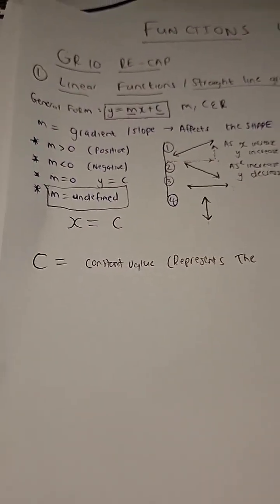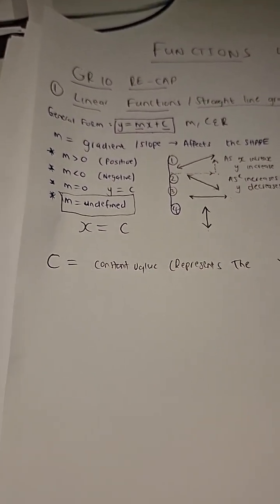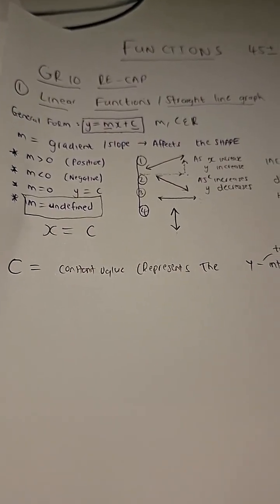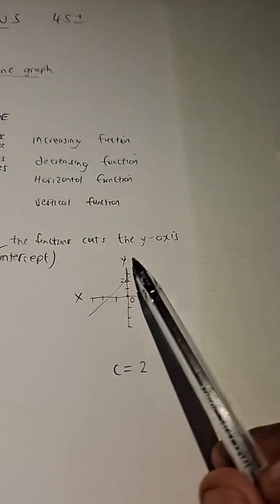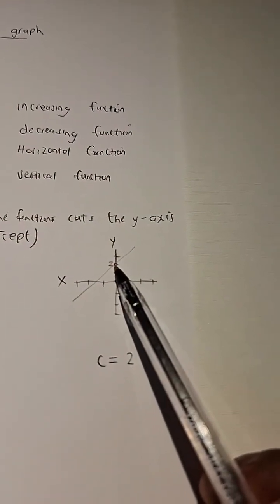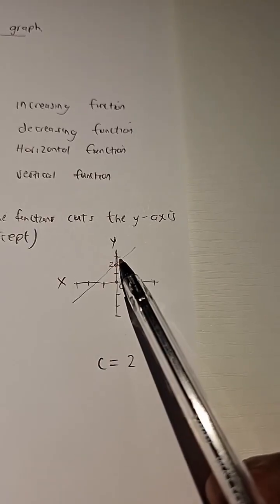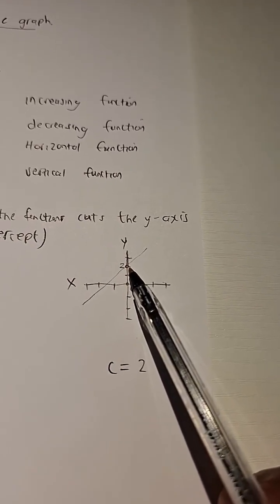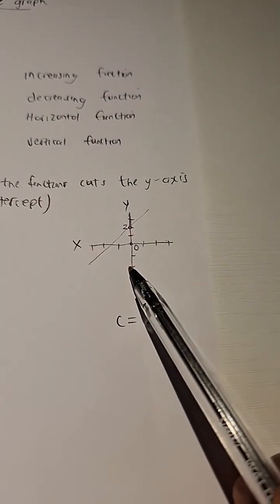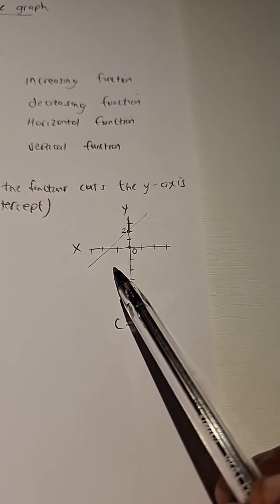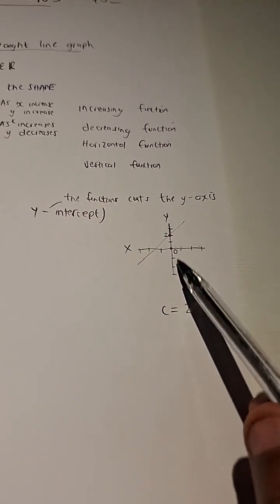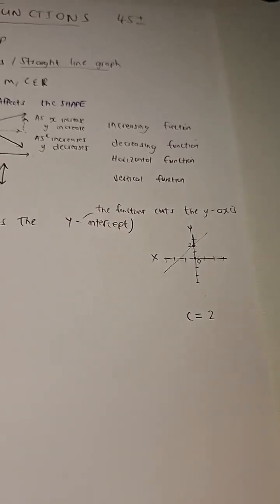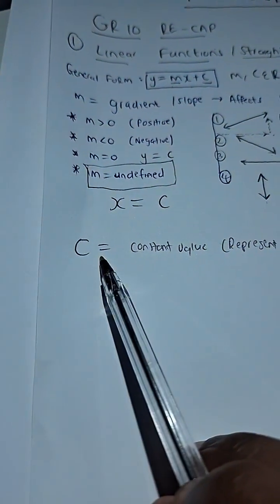Okay, I think so far we should be okay. We are good. So now we understand what c is. If c is a positive value, then it means that the straight line function cuts the y-axis at a positive value, above the x-axis. But if the c value is negative, then obviously the function cuts the y-axis at the negative part of the y-axis, below the x-axis, and that's very important. So that's what c stands for.